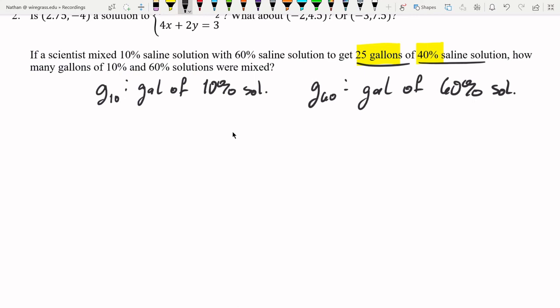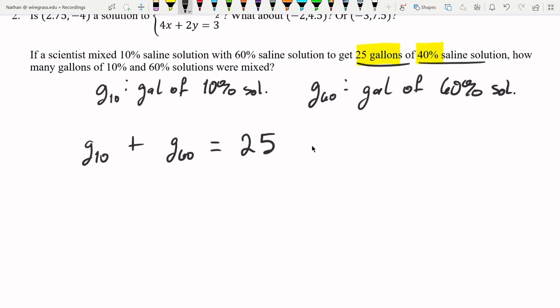25 gallons of 40% solution. So if we want 25 gallons, then however much we mix, there's no gallons coming from anywhere else besides the 10% and the 60%, which means if I add the gallons together, G10 plus G60, this has to equal 25, because that's how we're making the 25 gallons. We're combining these two concentrated solutions. Now we've figured out the gallons.